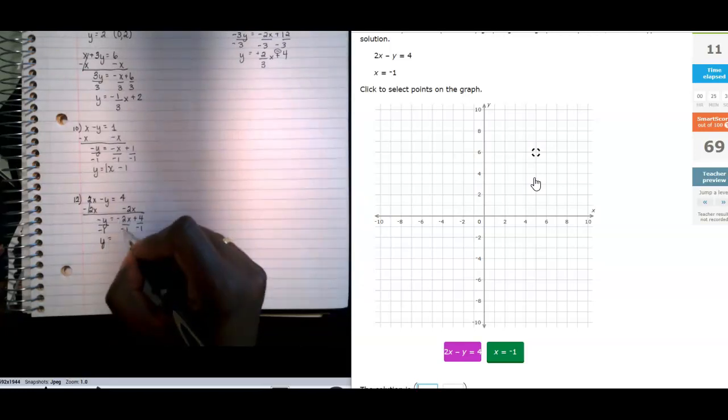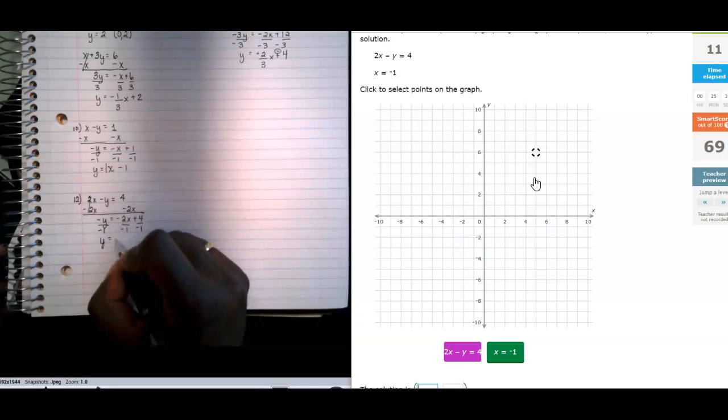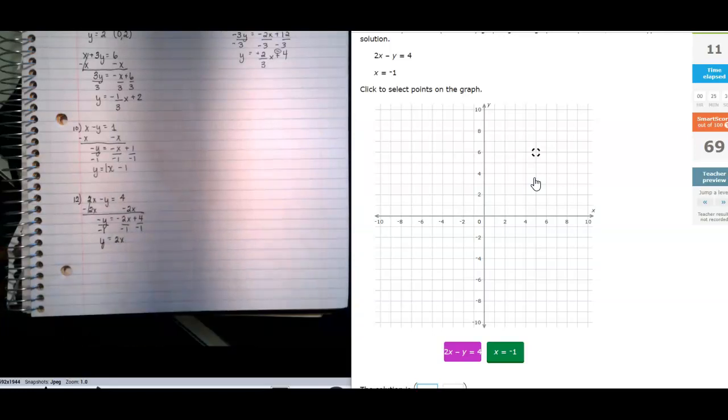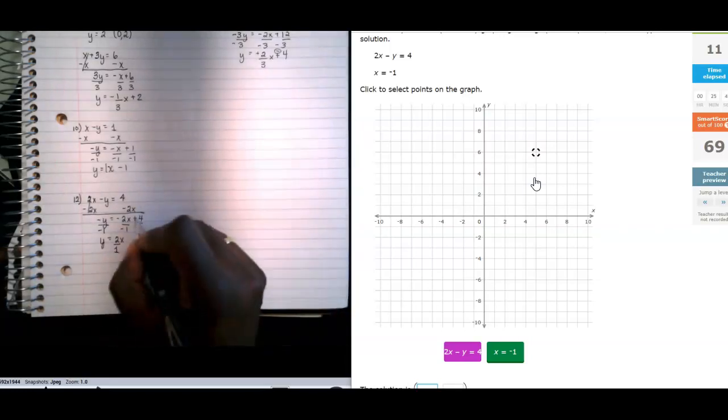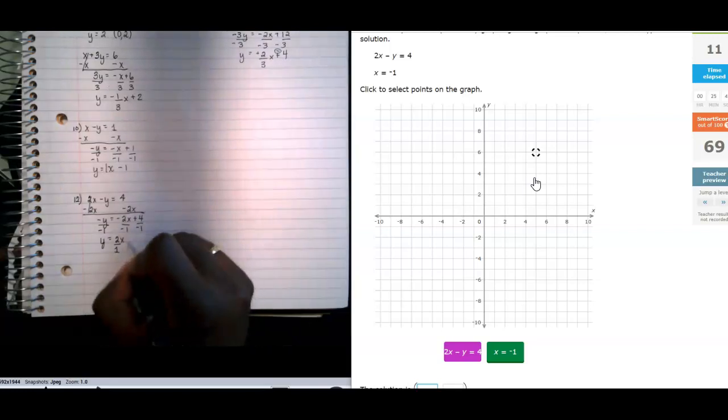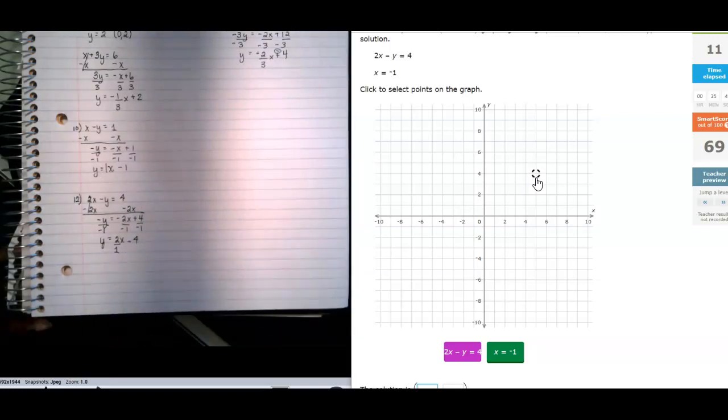And negative 2x divided by negative 1 gives me 2x. But remember, we need this to be a rise over a run, so I'm just going to make it 2 over 1. And then positive 4 divided by negative 1 is negative 4. So we're going to start our line at negative 4, and we're going to go up 2, 1, 2, and 1 to the right. And here we have x is equal to negative 1, so I know that this is a vertical line through the x-axis at negative 1.